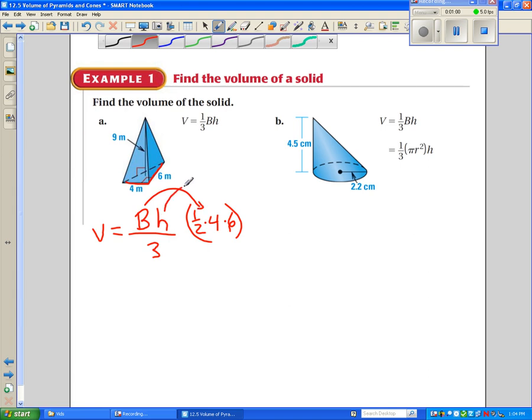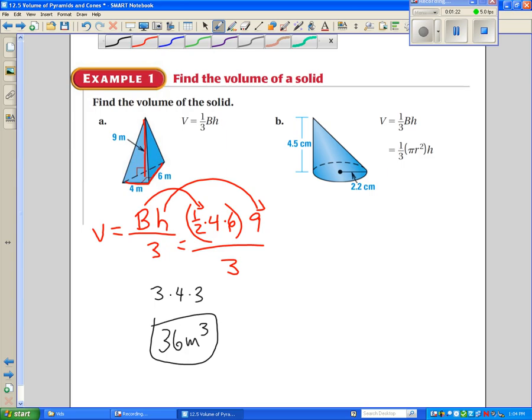The height of the actual pyramid is the perpendicular distance to the vertex at the top. So in this case, 9 divided by 3. Now it just comes down to simplifying and chugging it out. 6 divided by 2 is 3. 9 divided by 3 is 3. So that's just 3 times 4, which is 12, times 3, which is 36.